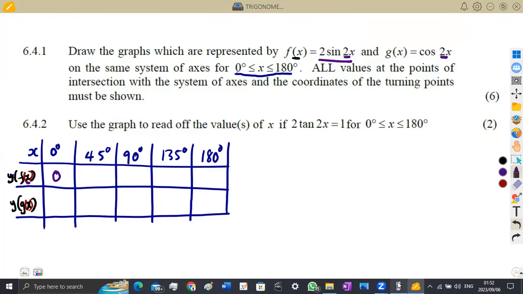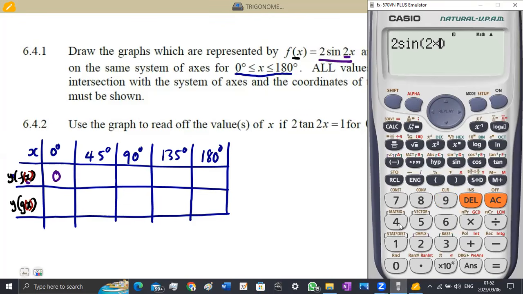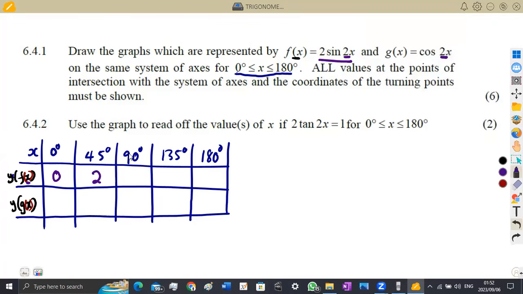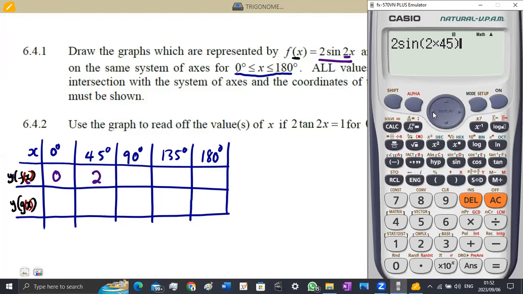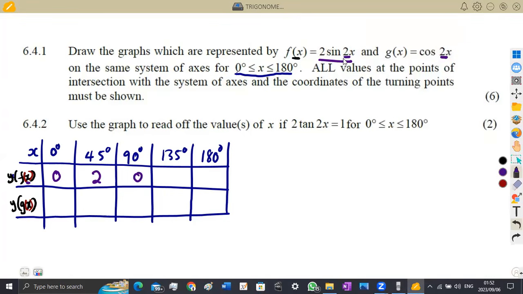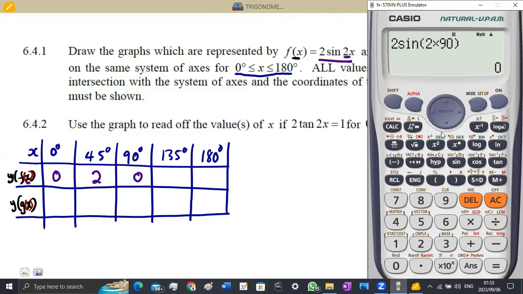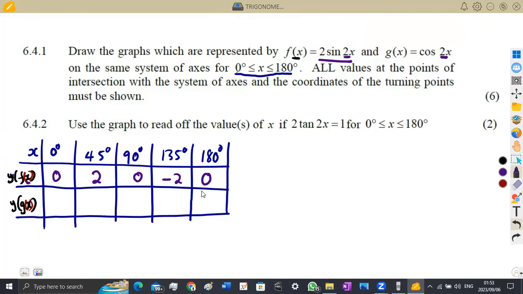When our x is 45, we do the same thing, 2 times 45, which is going to give us a 2. The same thing for 90 in the bracket, 2 times 90 in place of 45. We are going to have 2 times x, which is 0 in this case. For 135, we've got the same thing, 2 times 135 degrees, which is going to be -2. For 180, that's the same thing, 2 by 180 degrees. So this one is going to give us a 0.